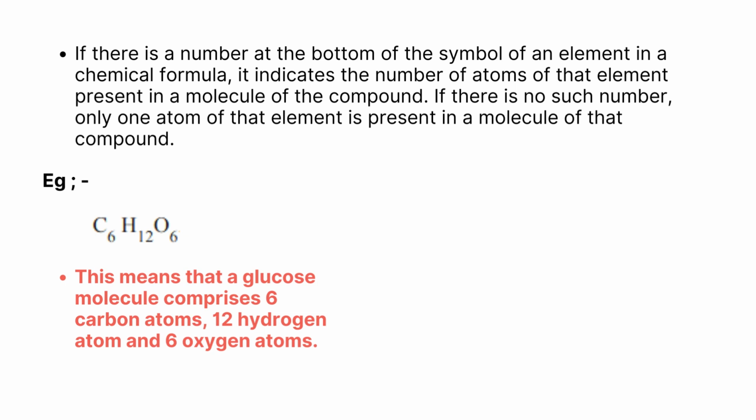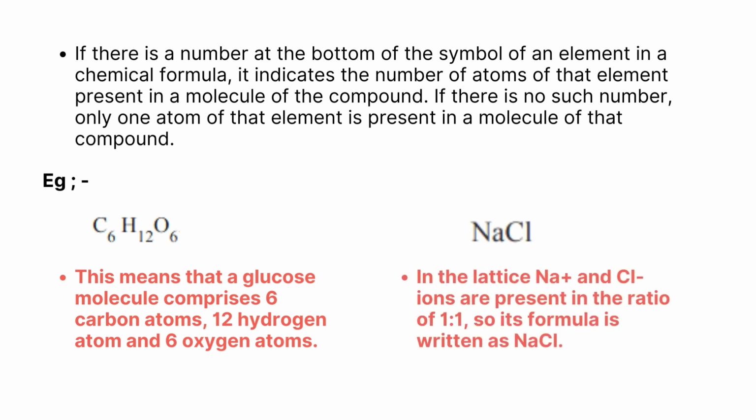There are instances where the chemical formula does not represent a molecule. Table salt, known as sodium chloride, is such a compound. Solid sodium chloride does not contain discrete molecules. It is an ionic lattice composed of alternately arranged Na+ and Cl- ions. In the lattice, Na+ and Cl- ions are present in the ratio of 1:1, so its formula is written as NaCl. Now let's discuss how to write a formula using valency.